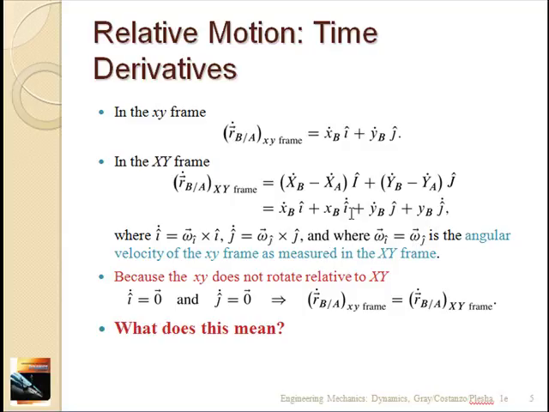Okay. Notice that this i hat dot and j hat dot are both 0 because those vectors are not changing in magnitude. They're unit vectors, and they're not rotating because we assumed this little x, little y coordinate system is not rotating. So that's important. So both those time derivatives are 0. And therefore, the time derivative written in the little xy frame is the same as the time derivative in the capital XY frame. That is, the time derivative in the moving frame is the same as the time derivative in the stationary frame.